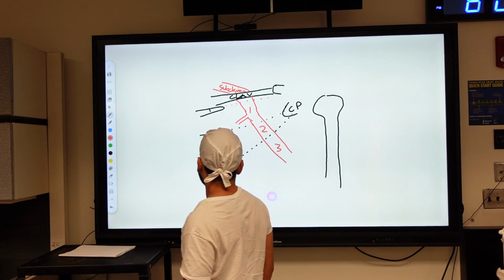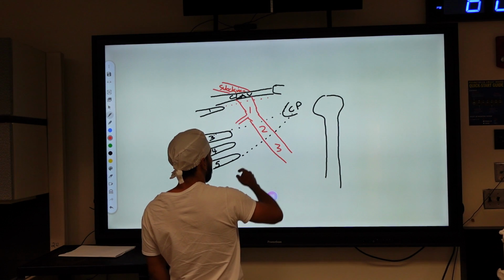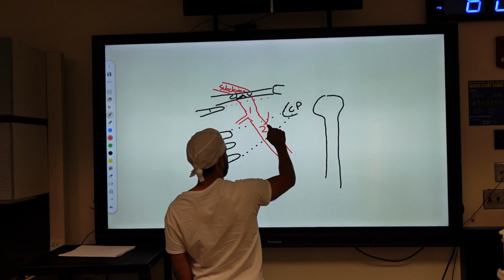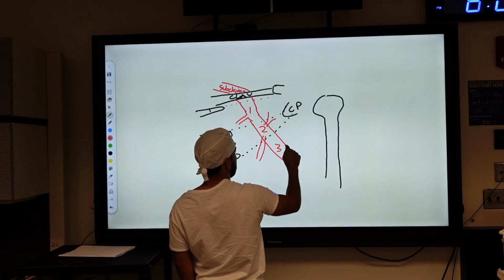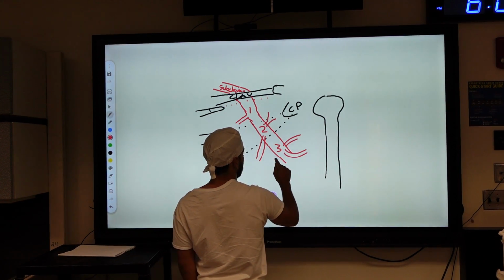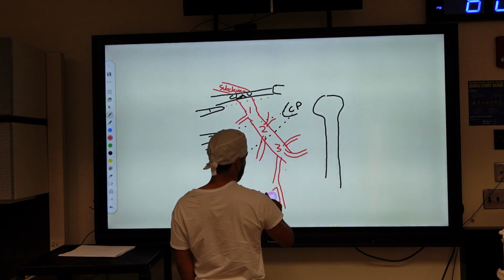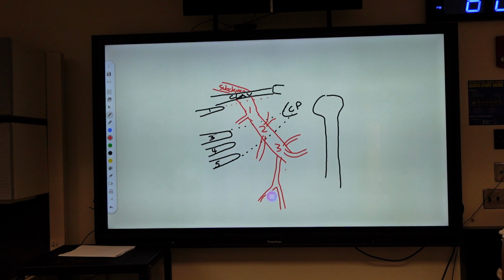Now, there are branches coming off this axillary artery, right? This first part has 1 branch coming off of it. The second part has 2 branches coming off of it. And the third part is going to have 3 branches coming off of it. Oh, it lines up. Okay. First part has 1 branch. Second part has 2 branches. Third part has 3 branches.